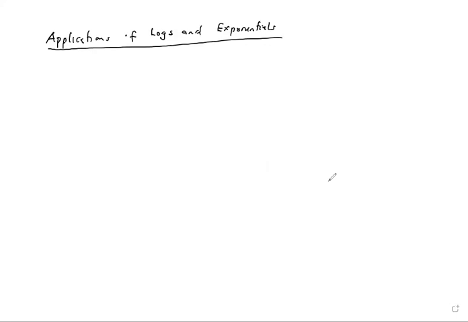I don't have application questions in my head, so we'll go straight to the tutorial sheet, which is sheet 9. And we are going straight to question 2, where we find the population of a city triples every 25 years. So the population triples every 25 years.